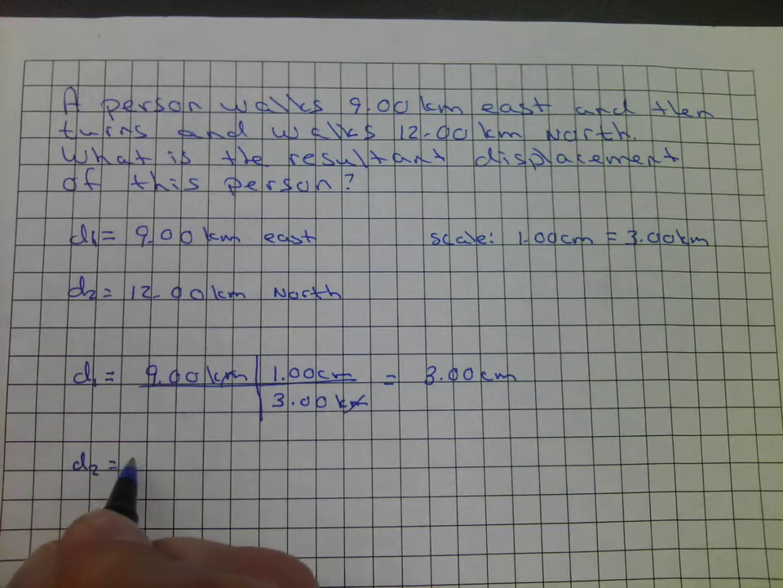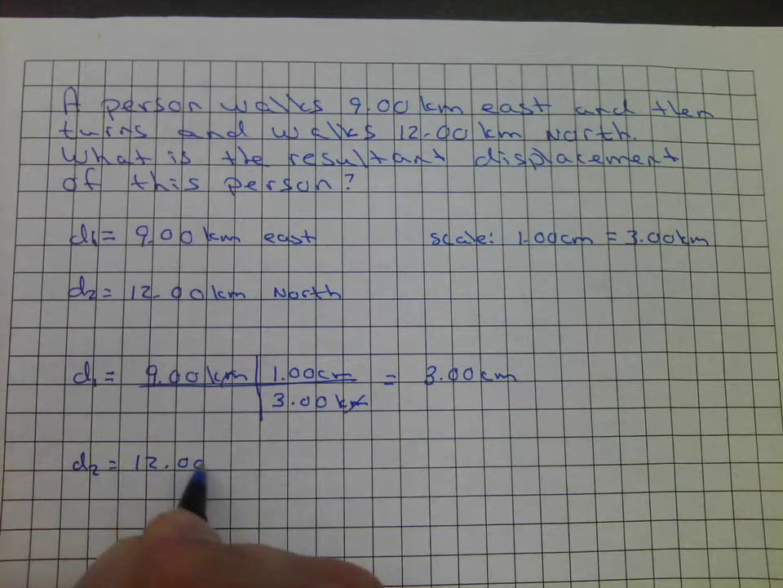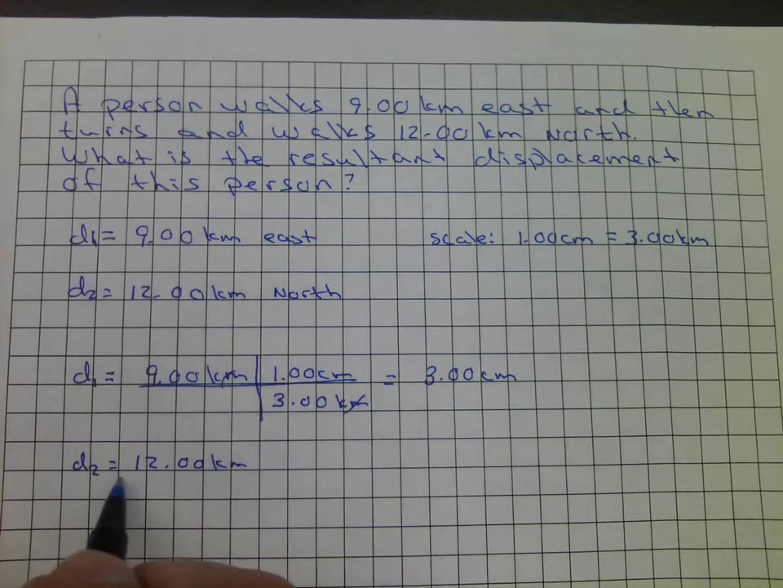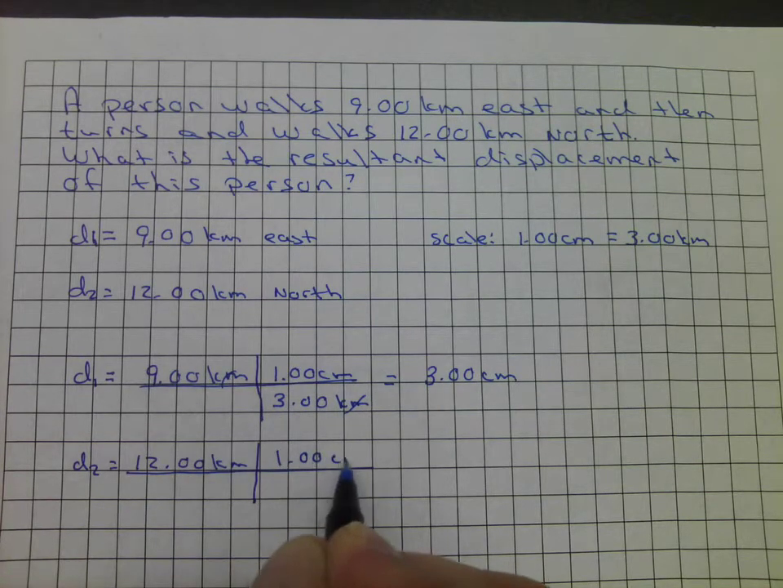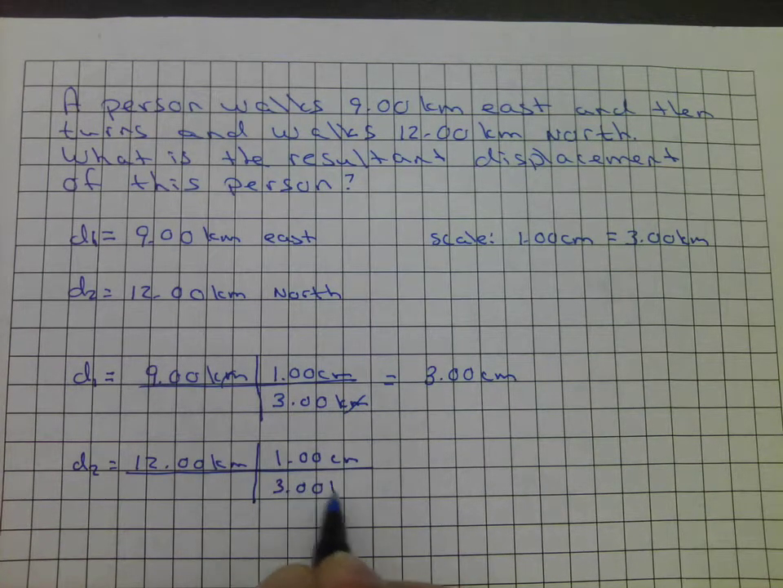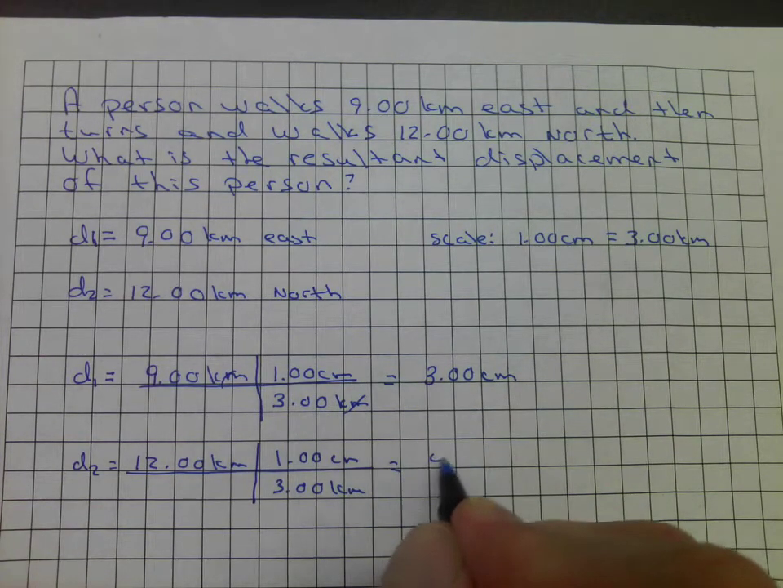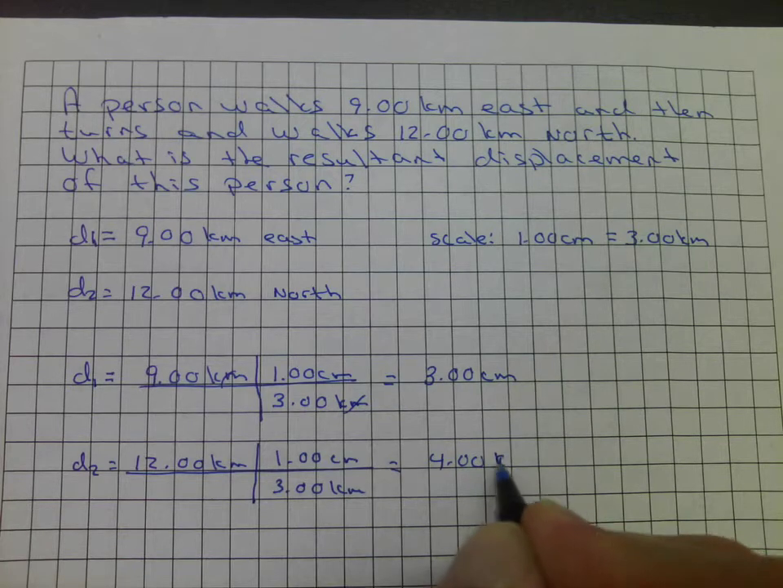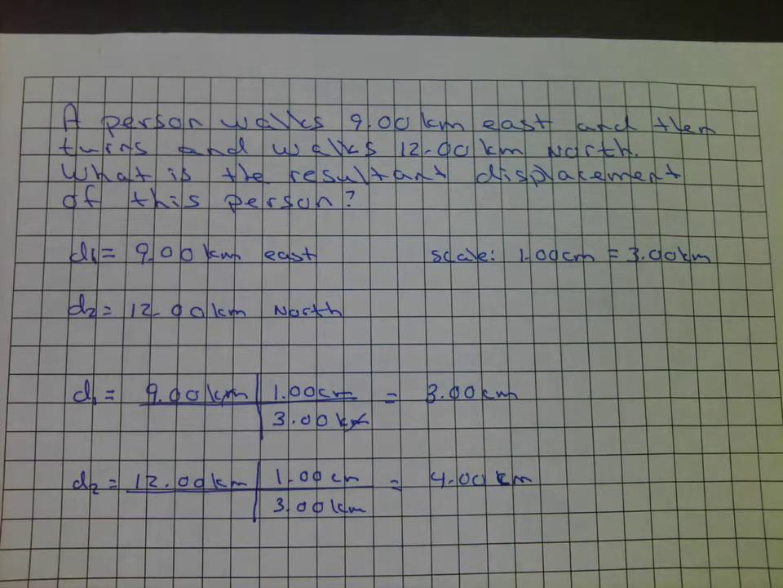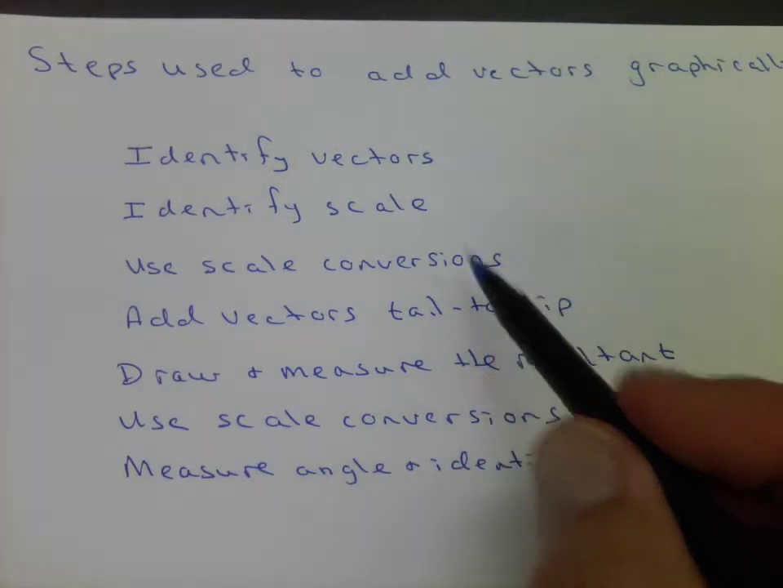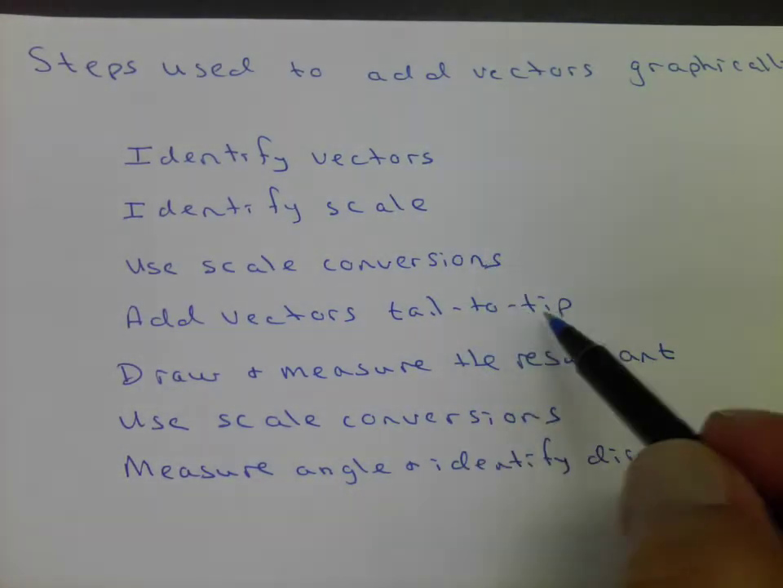For D2, our distance in actual is 12.00 kilometers. We'll scale that down. Again, 1.00 centimeters is equivalent to 3.00 kilometers, and we'll end up getting 4.00 centimeters for our scale distance. So we've used our first 3 steps all the way to the scale conversion. Now we're going to add vectors.